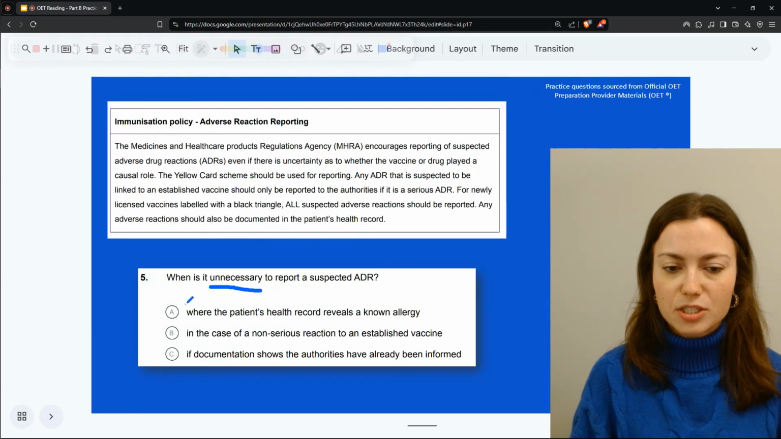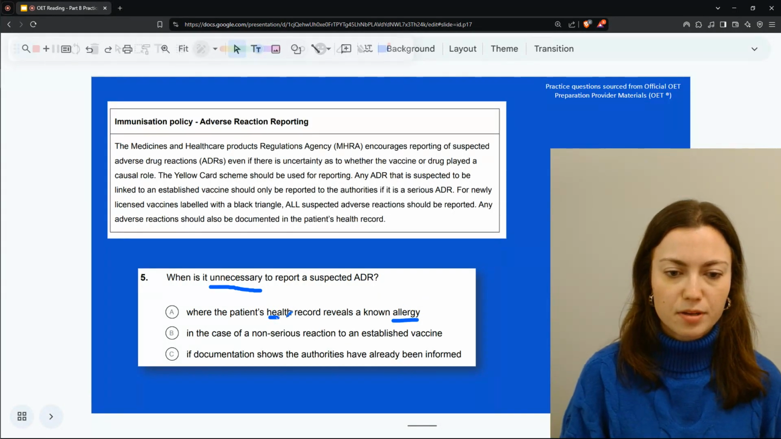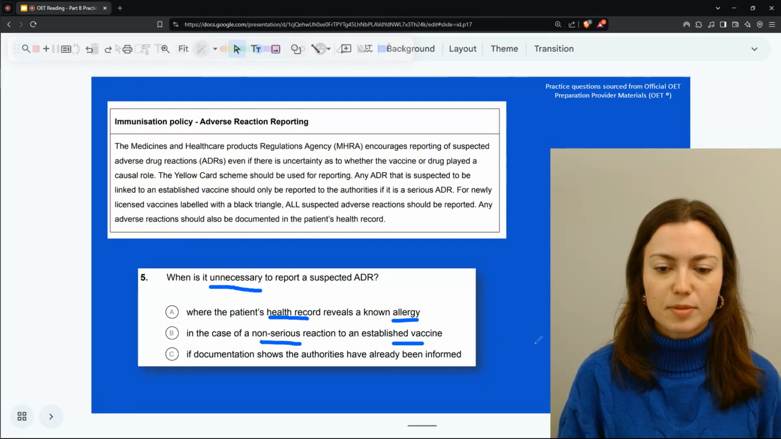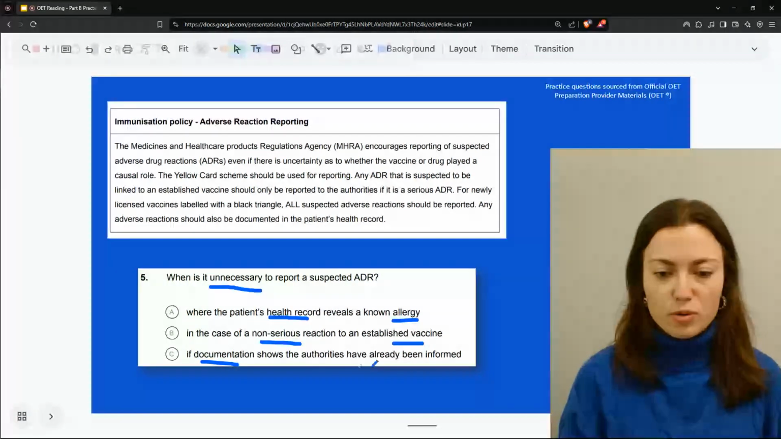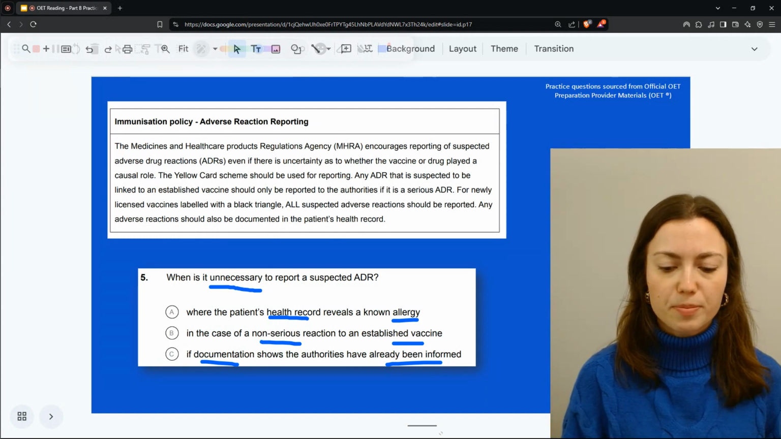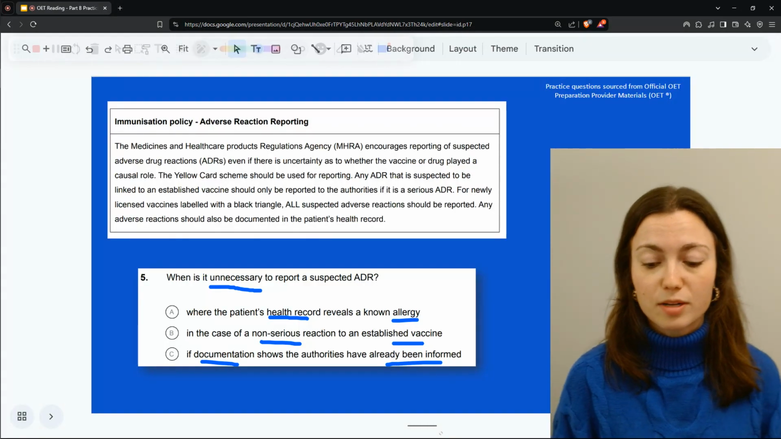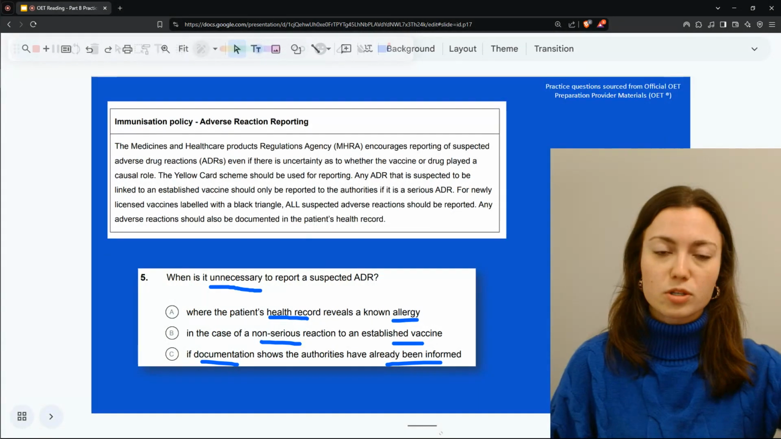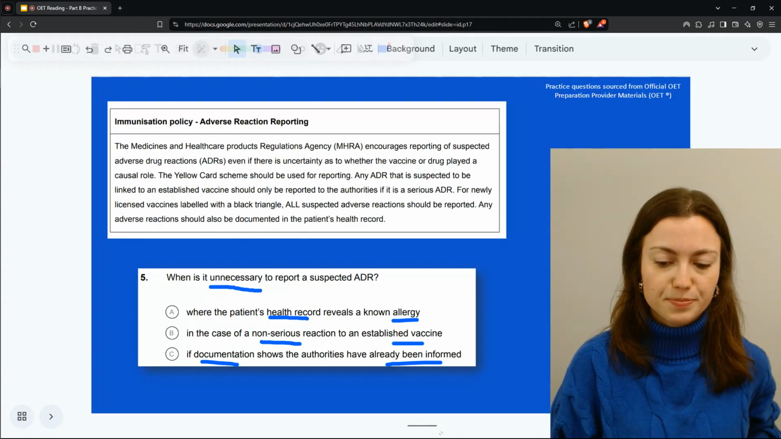A, where the patient's health record reveals a known allergy. B, in the case of a non-serious reaction to an established vaccine. C, if documentation shows the authorities have already been informed. Okay, so let's take a look through our pieces here. Generally, I prefer to start by elimination, but you're welcome to start however you like, whether it's searching for clues to confirm or searching for clues to deny or reject the other options here.